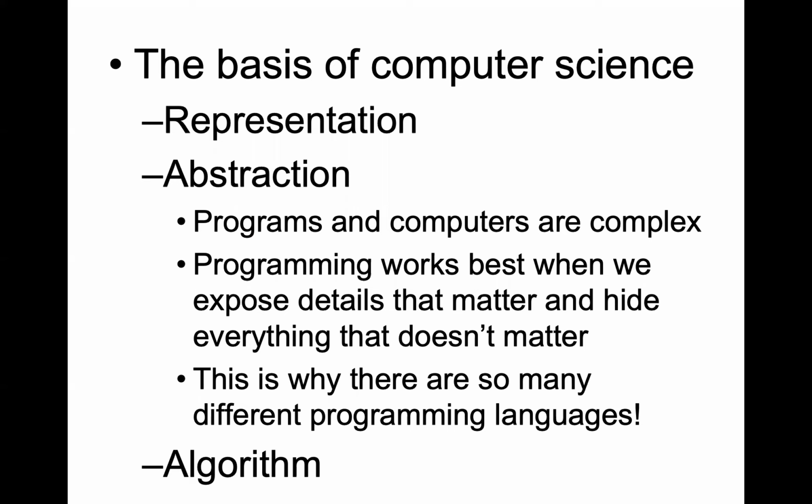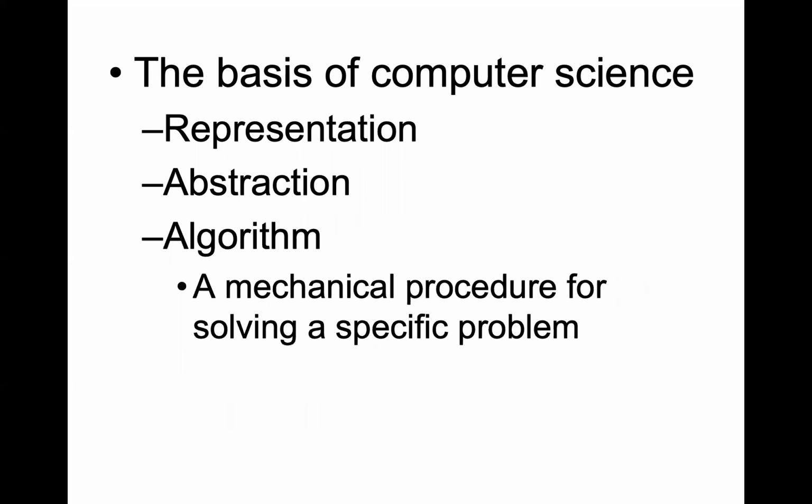So what is an algorithm, though? An algorithm is a mechanical procedure for solving a specific problem. And so if we have something that we need to do, like finding a particular prime number, or sorting a list of people, or finding the people in Facebook that you're connected to, this always requires an algorithm.